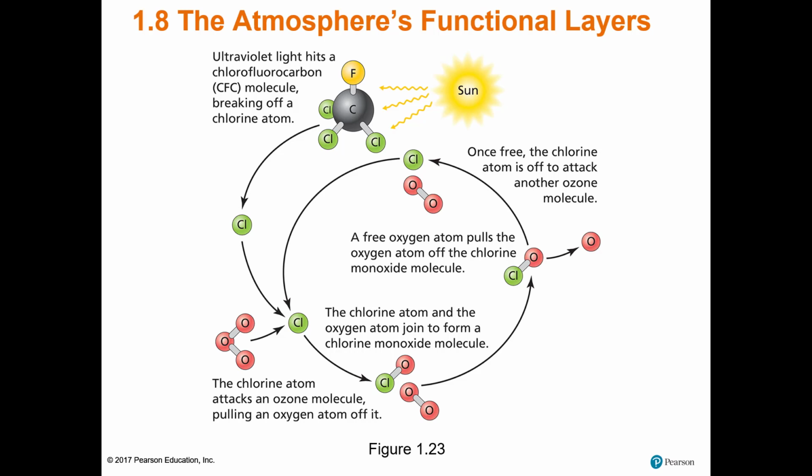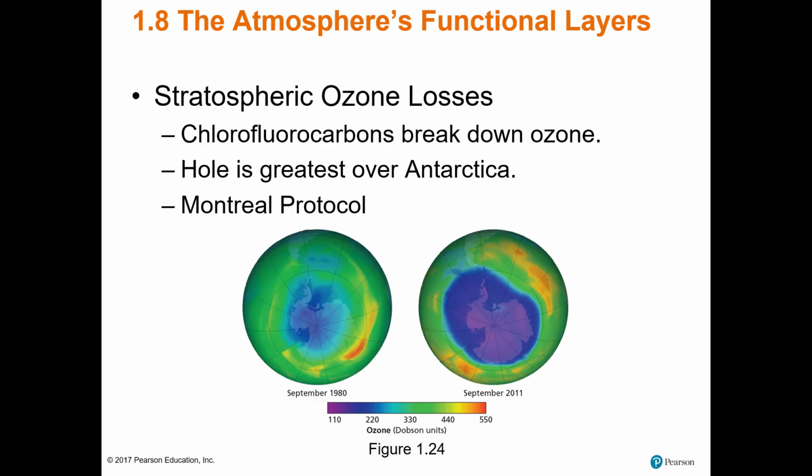It pulls an oxygen atom off of it, and then the chlorine atom and the oxygen atom join to form a chlorine monoxide molecule. A free oxygen atom pulls the oxygen atom off the chlorine monoxide molecule, and then once it's free, the chlorine atom is off to attack another ozone molecule. So in this way, it's breaking up that arrangement of 3 oxygens, and it is just this chlorine that destroys the ozone layer.